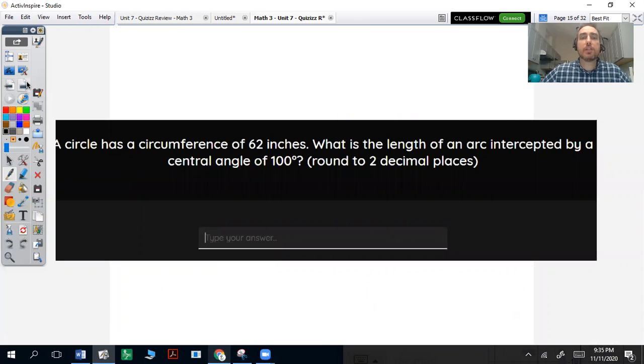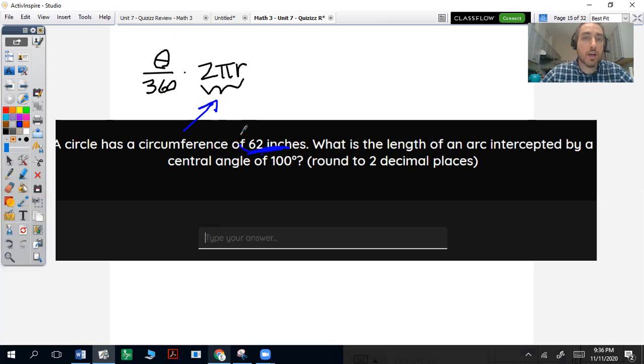A circle has a circumference of 62 inches. What is the length of an arc intercepted by a central angle of 100 degrees to 2 decimal places? So circumference. When you do that degree over 360 times 2 pi r, please understand that 2 pi r is the circumference. So when it says the circumference is 62, that's going to substitute the whole thing, not just the radius, not pi or 2, it's all of the circumference. So that's going to become 62.